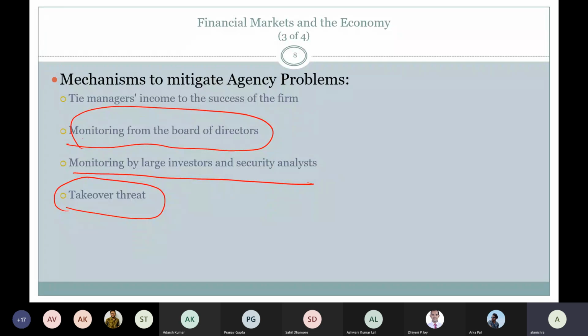So these are certain mechanisms, but the fourth one is the last option when nothing is working. Otherwise, the company tries to resolve the agency problem by considering the first and second options itself. If the manager is not happy, you try to connect the manager's income or salary with the performance of the firm. If that is also not working, then you need to look at how the board of directors is monitoring things in the company.